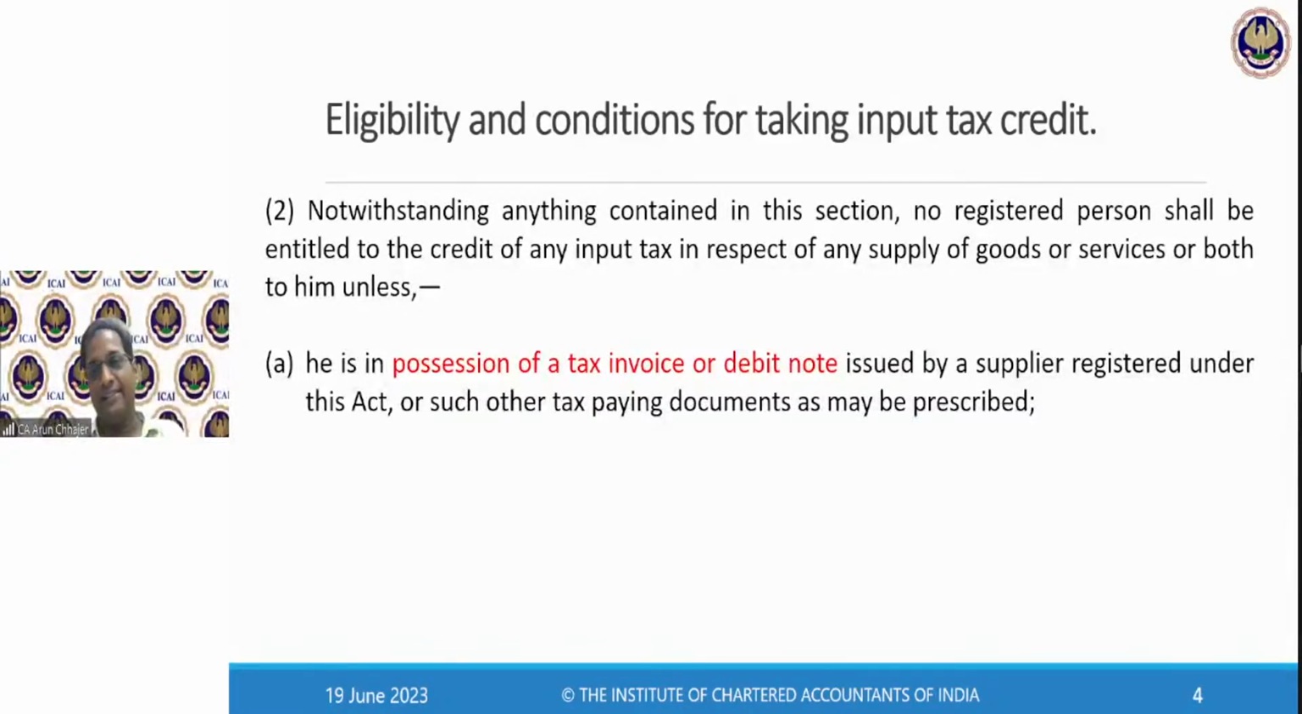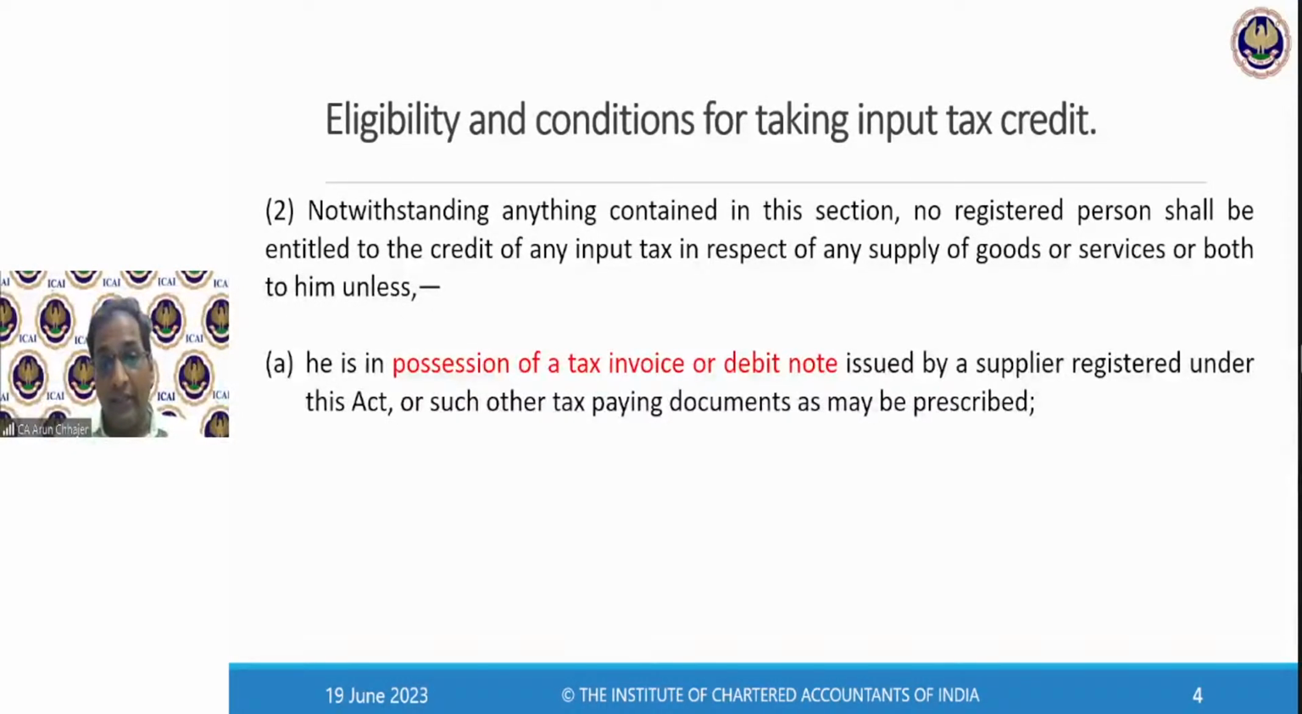Why can't B take the ITC as per the legal provision, you tell me? Because he does not have the tax invoice. There are multiple points which we are going to discuss, that there is another condition that he must receive the goods or services. Correct. He does not have the tax invoice, because he is not in the position of a tax invoice. Very good. Everyone is clear.